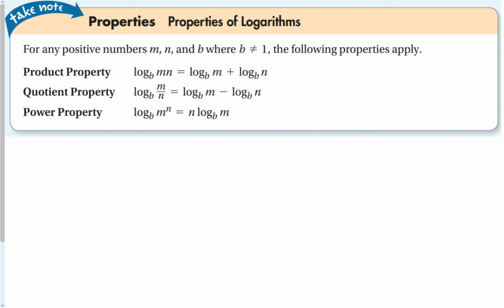So the product property says that if you have the log base b of two things multiplied together, you can split it into two logarithms using addition. If you have division, you can split it into two logarithms using subtraction. And this one is probably the most important, the one that we will use the most often. Power to a power. This exponent can come to the front here, and we have that number times the logarithm, because the answers to logarithms are exponents. So it's still power to a power.